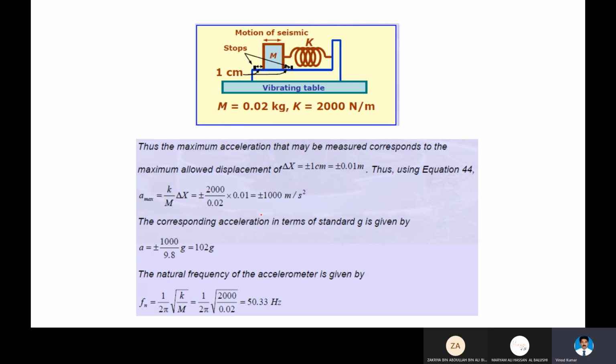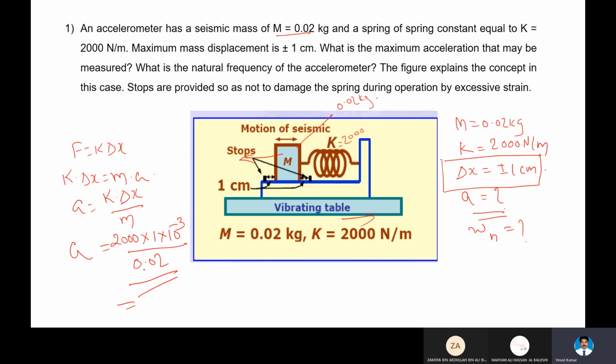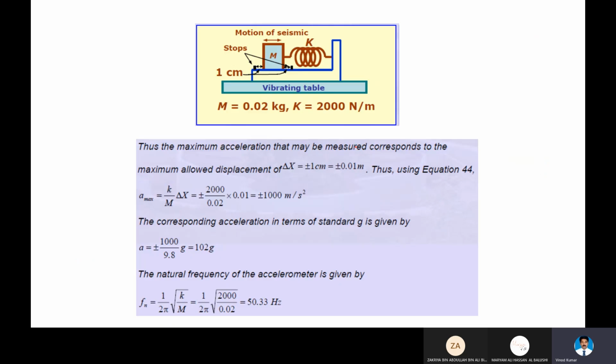How much is the acceleration? So from here, directly we get acceleration. You can check how much it comes. Just calculate and give the value, please. It is 2 divided by 0.02, which is 100, correct? Meter per second square. So this is the maximum acceleration. So we calculated maximum acceleration.